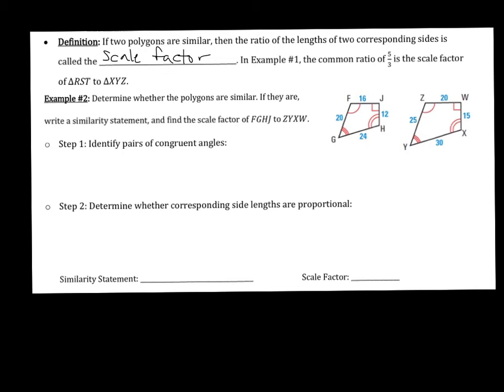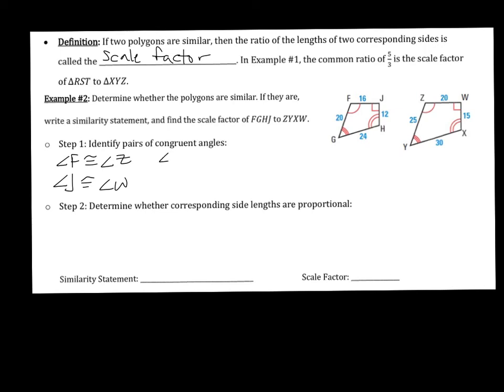So example 2, we're going to determine whether the polygons are similar, and if they are, we're going to write a similarity statement and find the scale factor of FGHJ to ZYXW. So first of all, let's go ahead and identify the pairs of congruent angles. We have angle F is congruent to angle Z, and we just know that by that one arch. We have angle J is congruent to angle W. We can see they're both right angles.